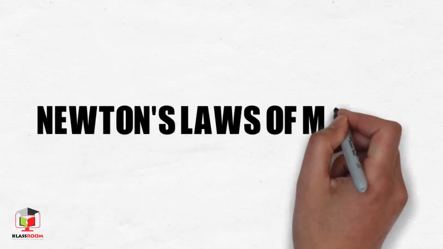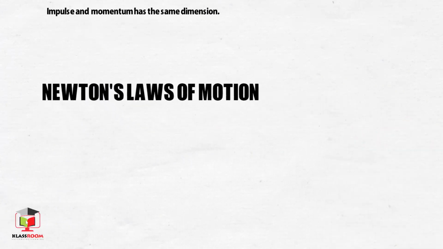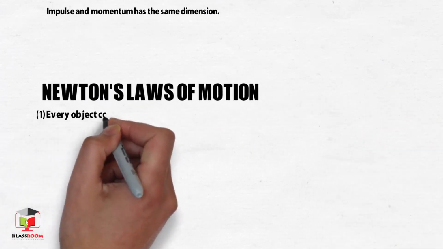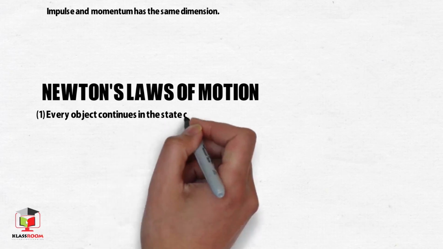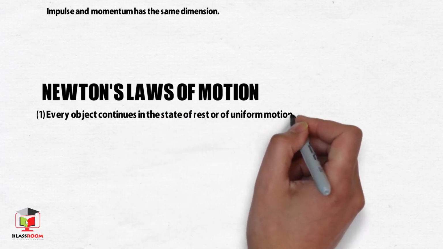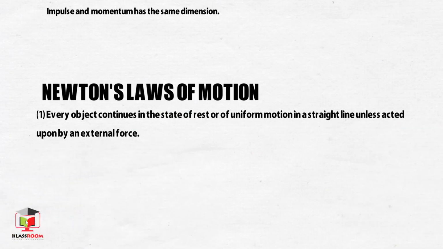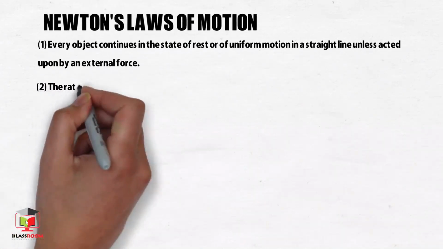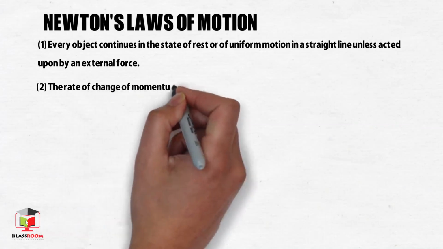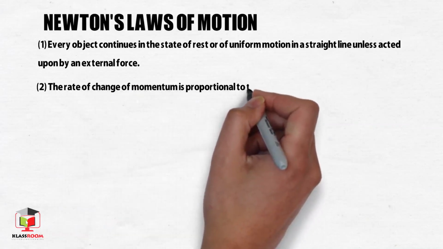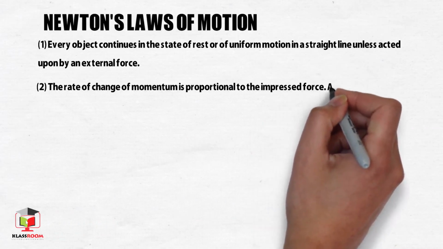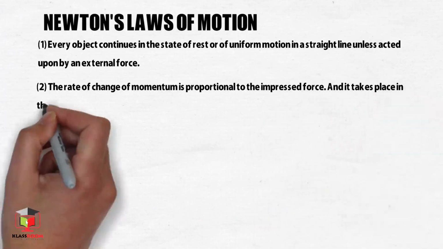Newton's laws of motion. Law 1. This law states that every object continues in the state of rest or of uniform motion in a straight line unless acted upon by an external force. Law 2. The rate of change of momentum is proportional to the impressed force and takes place in the direction of the force.